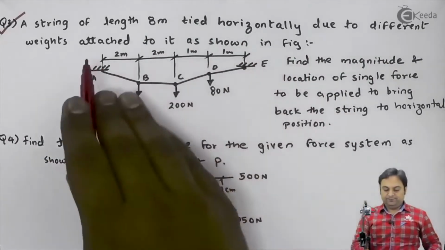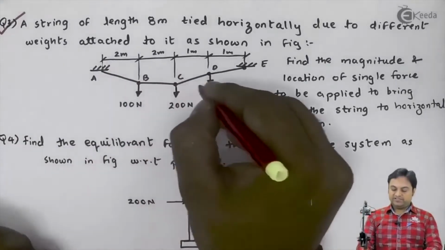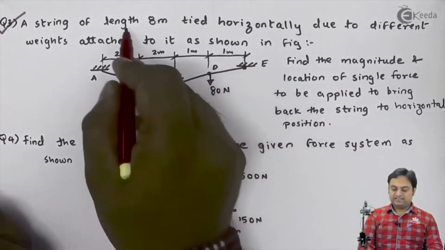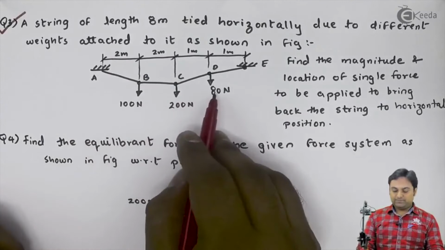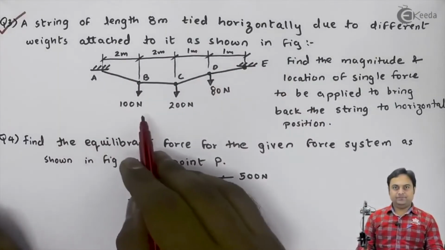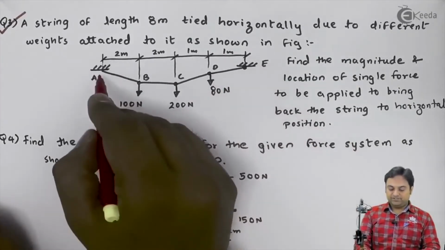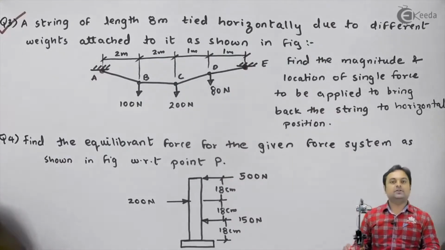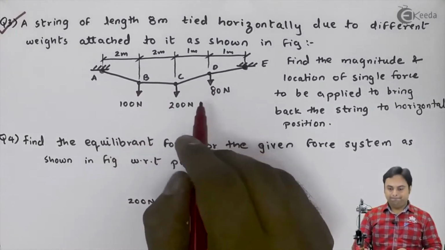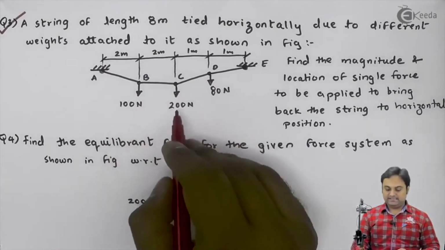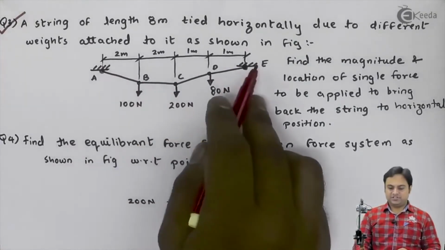Here the figure is given in which we have a string, or you can say a rope, whose length is 8 meter and it is tied horizontally with the loads. We can see in this diagram that at point A and at point E the string is fixed. It is fixed at both the points. At B, C and D load is applied. At B it is 100 Newton, at C 200 Newton and at D 80 Newton.